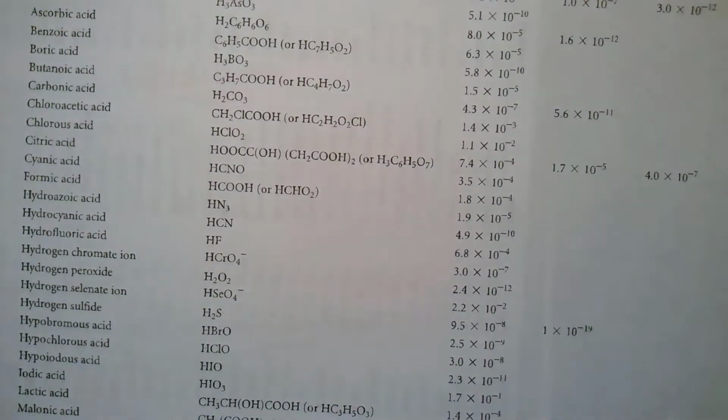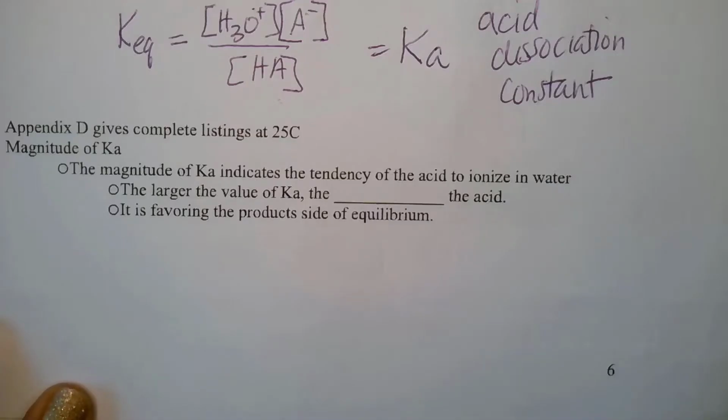So we can say the larger the Ka value, the stronger the acid is. And remember, there are no units on our K constant. It's the magnitude of the number that we find interesting as a chemist. Our Appendix D gives us the listings at 25 degrees Celsius. Again, the magnitude of the Ka tells us how strong or weak our ionizing proton is. Now remember, weak acids set up equilibrium. So when I refer to how strong or how weak, I'm referring to how weak a weak acid is, or how strong a weak acid is.